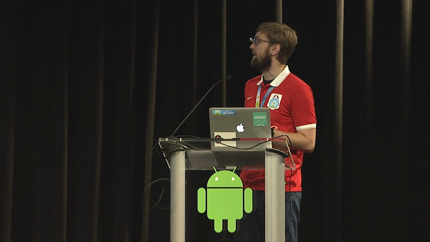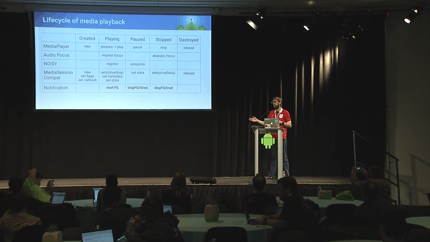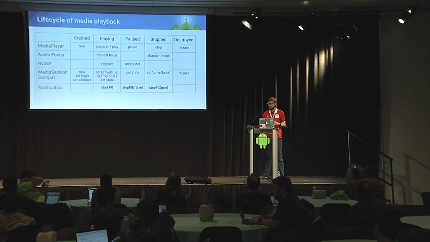So we've updated our notification. Now we're going to start foreground, stop foreground false to keep the notification around but not be a foreground service, and then stop foreground true to remove our notification when we've actually stopped entirely. And actually for our service, this is about everything. It's a lot, but we've actually handled all the things that our service can handle.